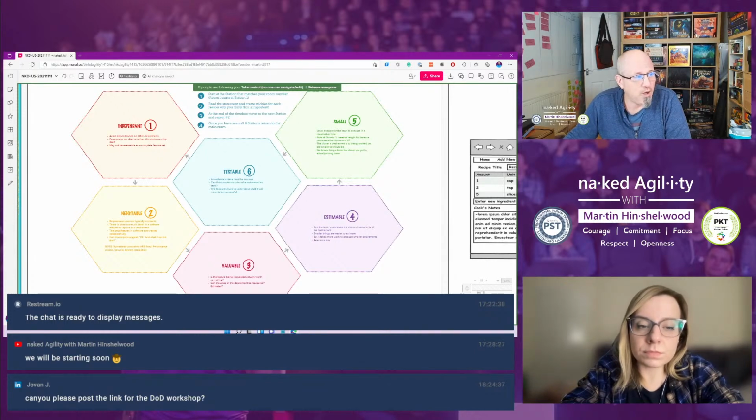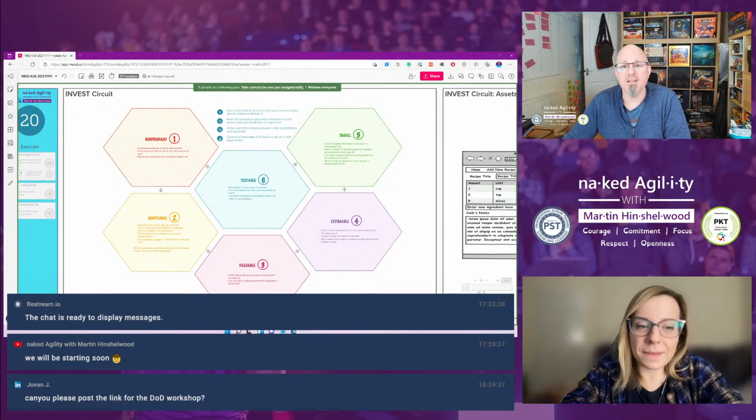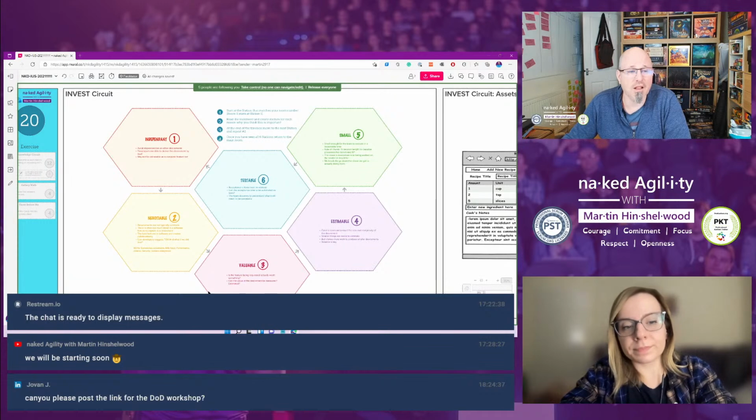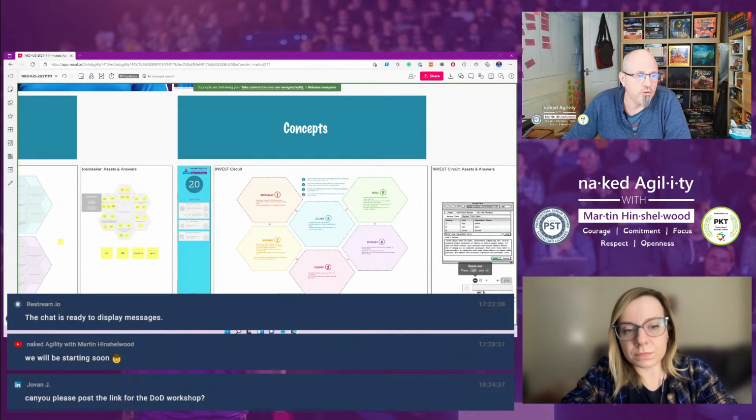And then the last one was valuable. If it's not valuable, don't build it. So understanding value is super important. But what does value mean to your product owner, to your business? That's something that, for example, Scrum is not going to tell you. It's just not going to give you that answer. There's lots of different ways to determine value, but it's going to be unique to your business. What does it mean to your business?